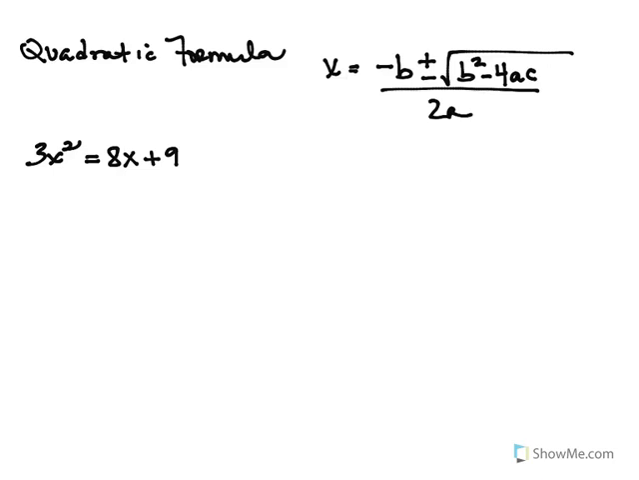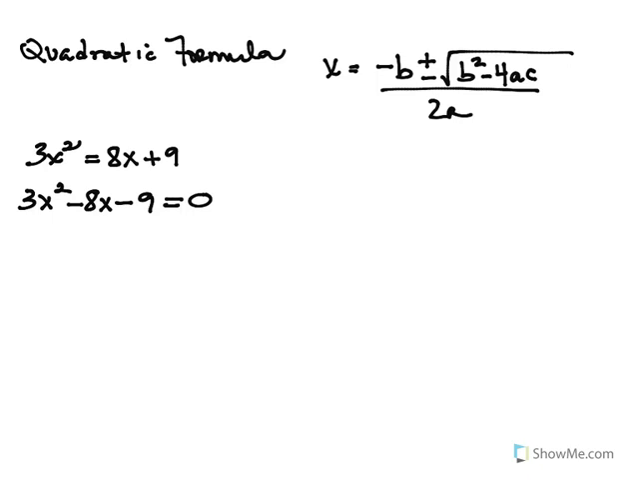Okay, so we're going to solve using the quadratic formula. So we have a quadratic equation here, 3x squared equals 8x plus 9. One thing about quadratic equations, since we're using the quadratic formula, we need everything on one side. So we need the equation to equal 0.